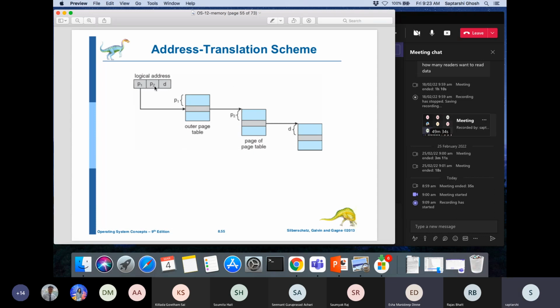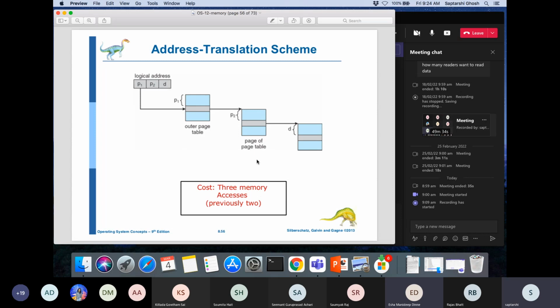And P2 is a displacement within this page of the page table. From this entry we will get the actual frame number for the data, the starting address of the page which contains the actual data. And then D will be used as an offset within this page. So D is the offset of the actual data item within the page which stores the data. And P2, you might think, is an offset within the page of the page table. Okay.